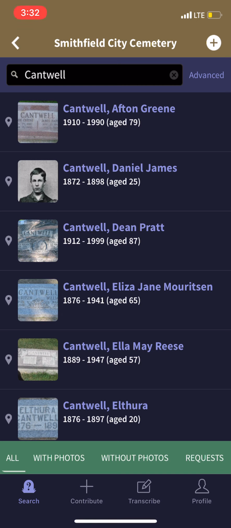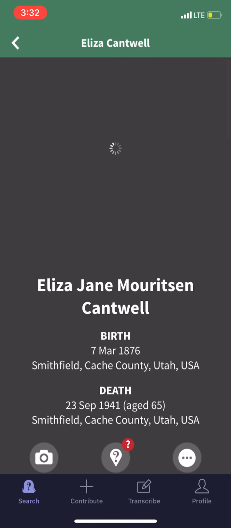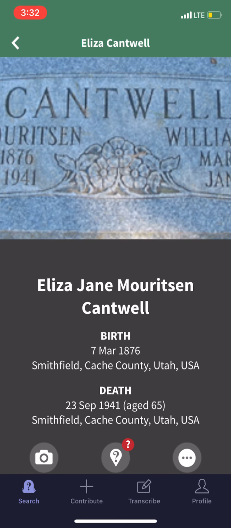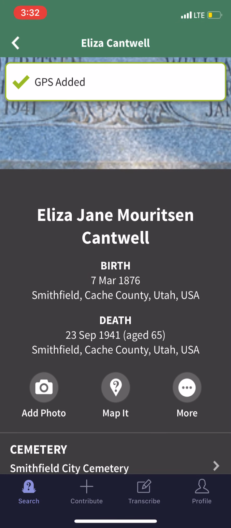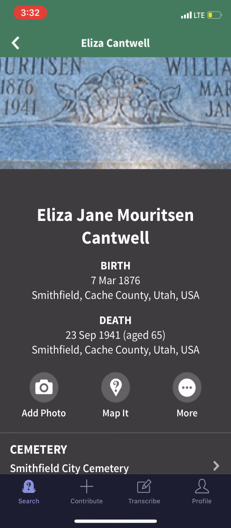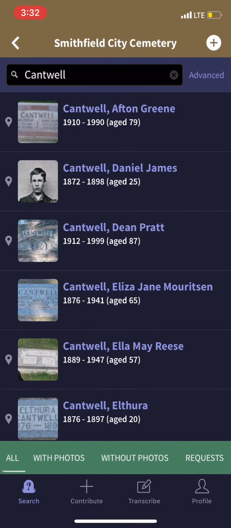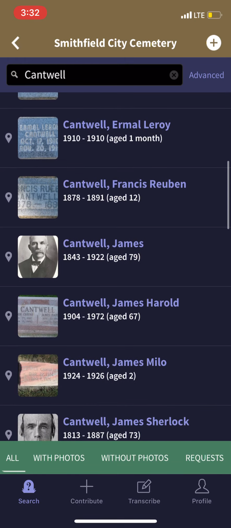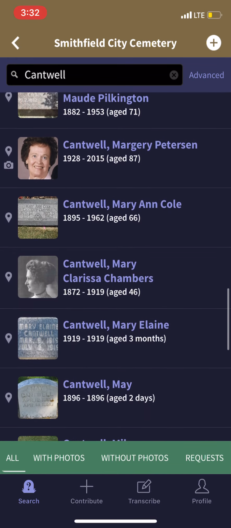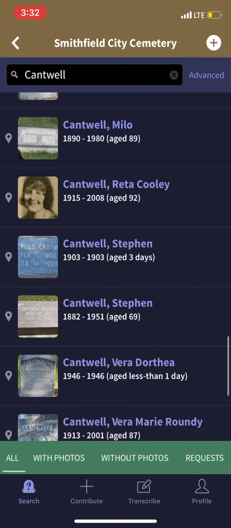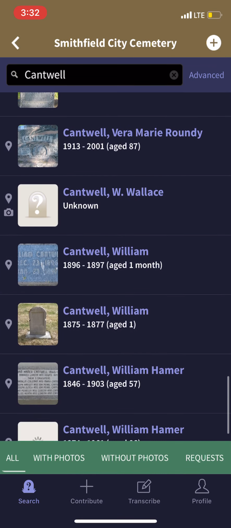I'm in front of one called Eliza Jane Mouritsen. And look, she has a picture, but there's no GPS. So we're going to add her coordinates. Boom. The GPS was added. No question mark anymore. Then you'd also want to do that for the husband as well if there's two people on there. So we're going to go, the husband was William Hammer. So we're going to find William.